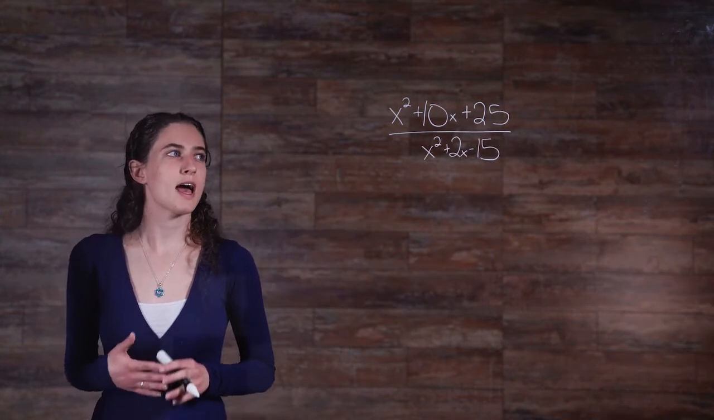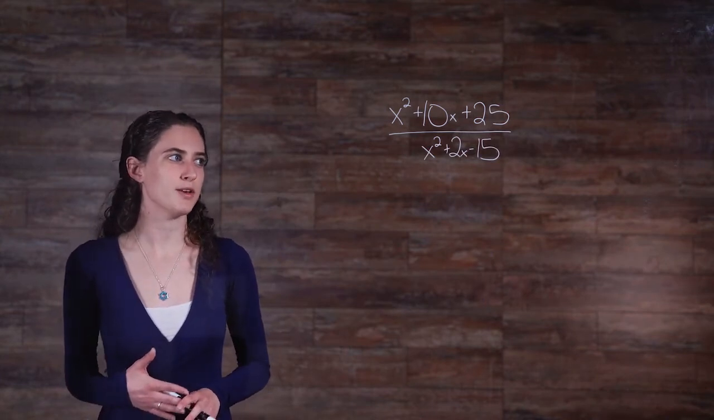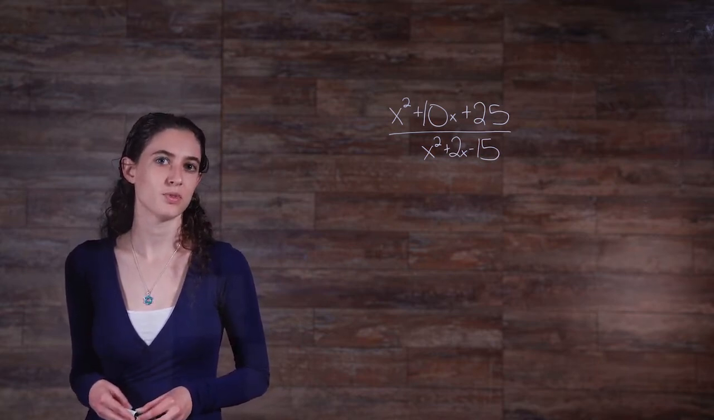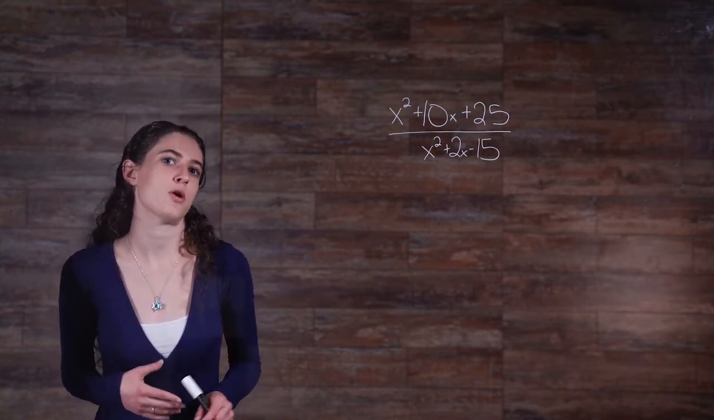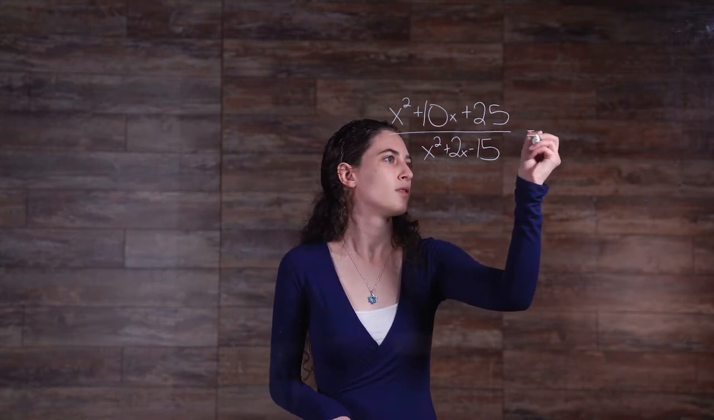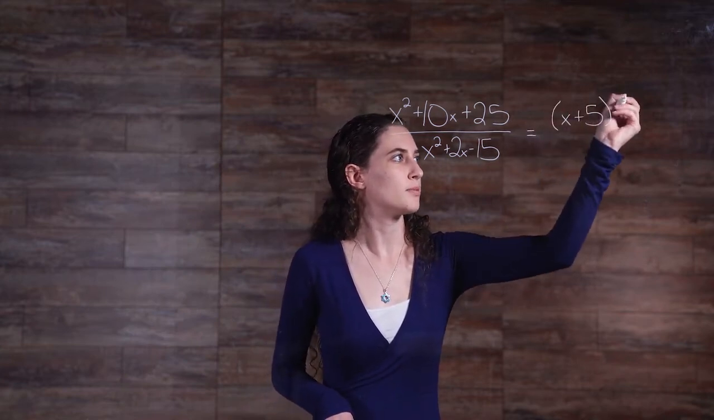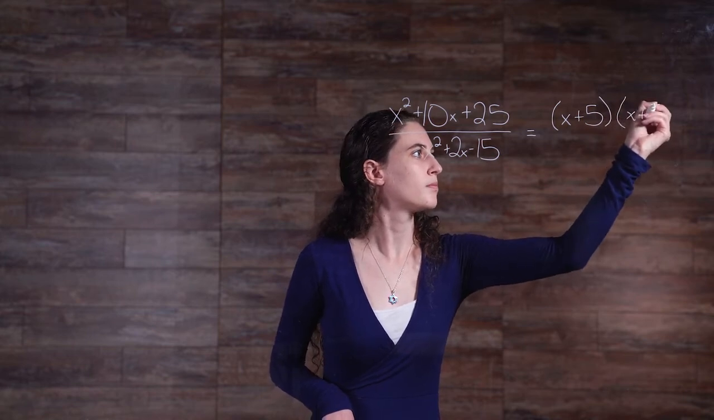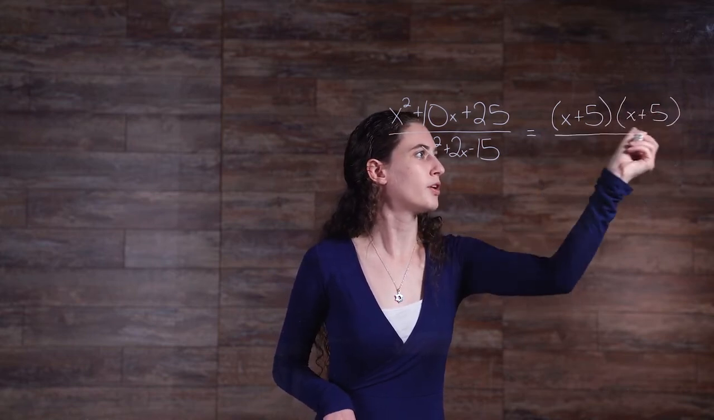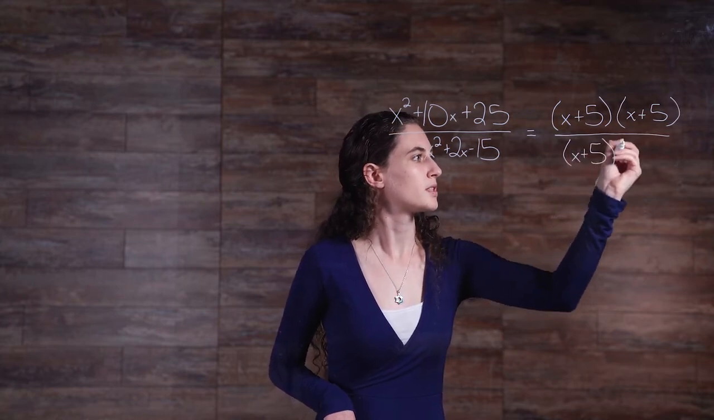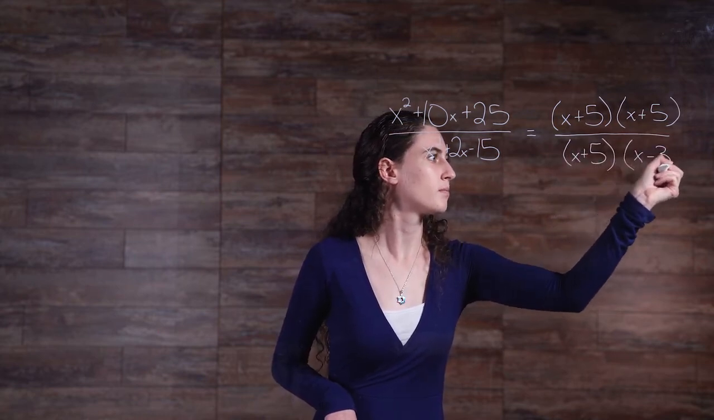Now we're going to look at x squared plus 10x plus 25 over x squared plus 2x minus 15. First, we're going to factor the polynomials. x plus 5 times x plus 5 over x plus 5 times x minus 3.